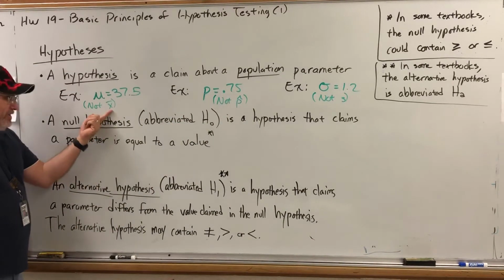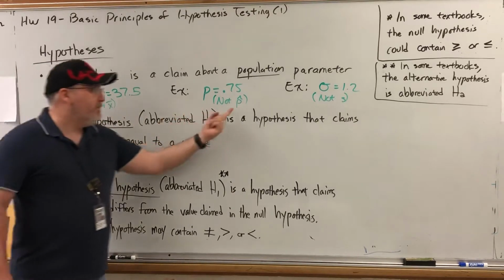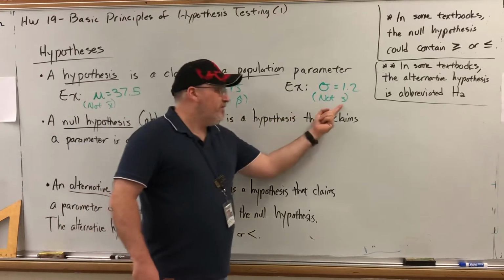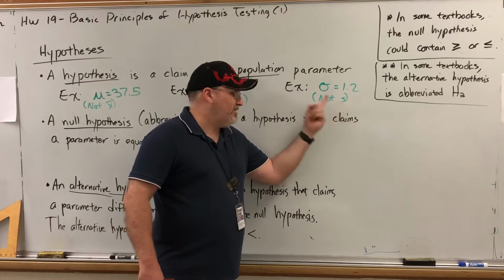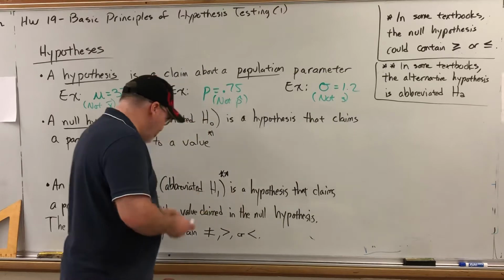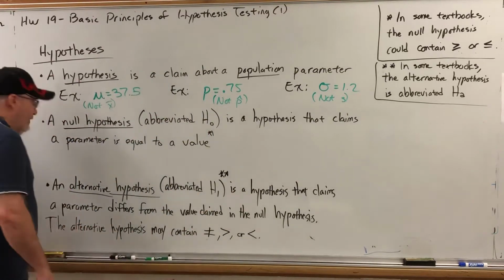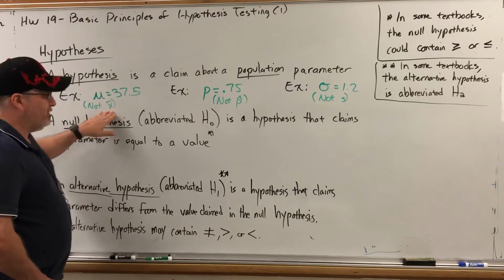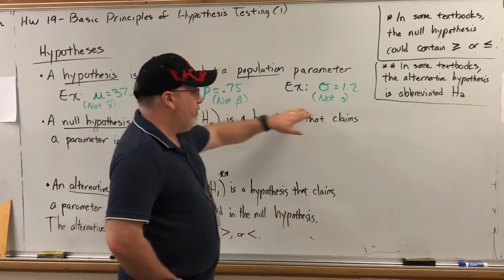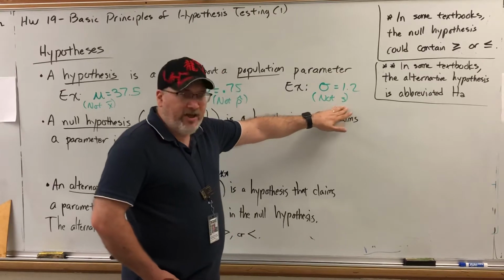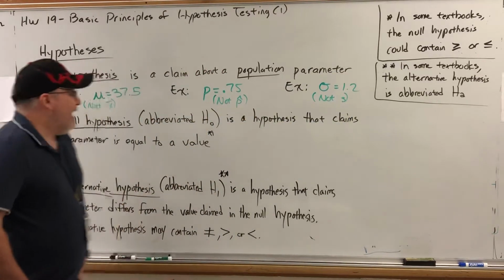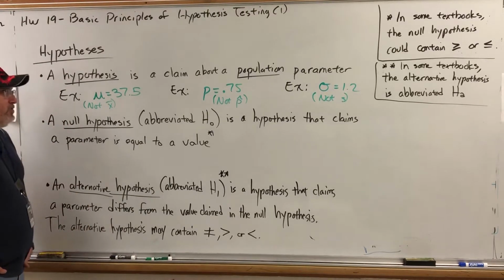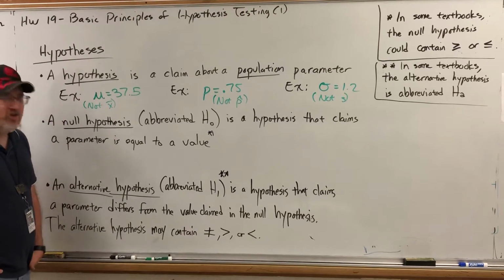Sample mean is a point estimate for population mean. Sample proportion is a point estimate for population proportion. Sample standard deviation is a point estimate for population standard deviation. And again, we will be using those point estimates. We will be using an X bar or a P hat, and if we were doing it for standard deviation, S, as part of the hypothesis testing process. But as far as a hypothesis goes, it's just a claim about a population parameter.